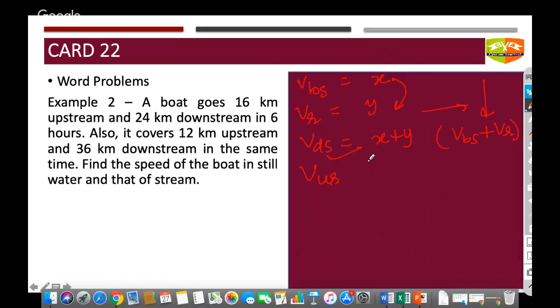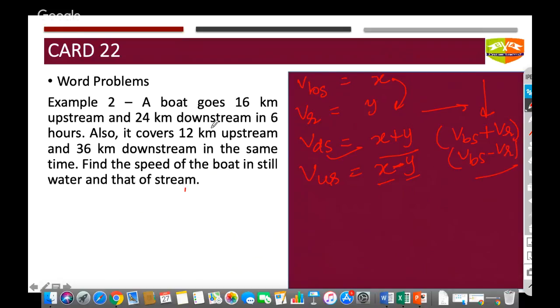This is with the stream. With the stream means the speed of the stream gets added up. Going upstream means going against the stream, so the speed of the stream does not get added up. It gets subtracted. You are going against the stream, so the stream will oppose the navigation of the boat. Hence x minus y, VBS minus VR. Please remember these things very properly.